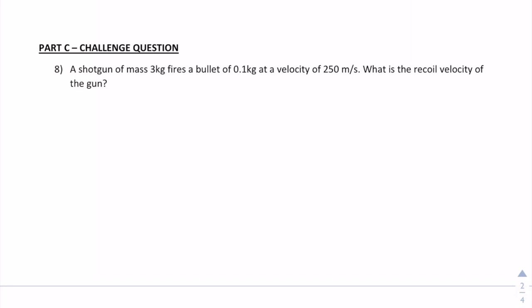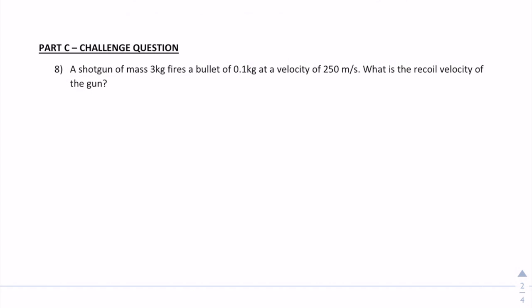So let's take a look at part C, our challenge question. As with any question, firstly, let's read the question and highlight the relevant information. A shotgun of mass 3 kilograms fires a bullet of 0.1 kilograms at a velocity of 250 meters per second. What is the recoil velocity of the gun?